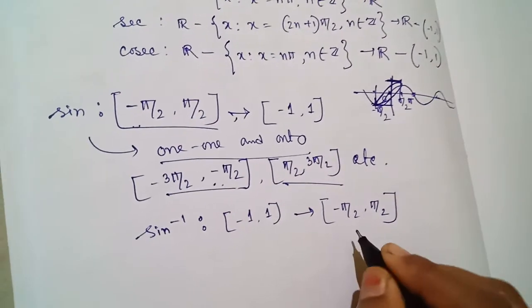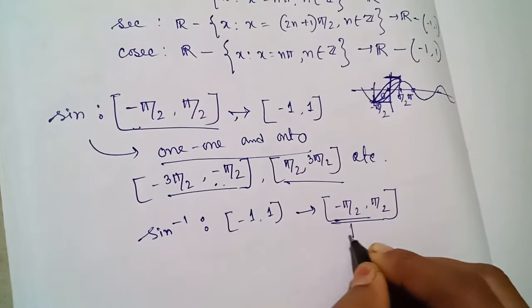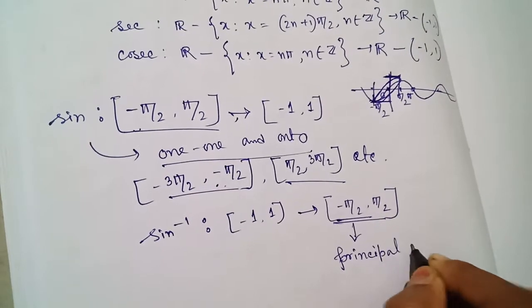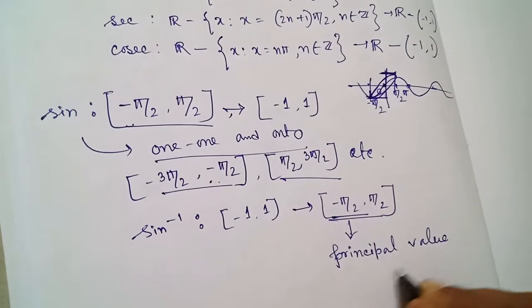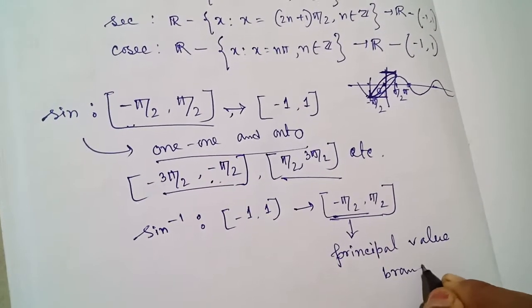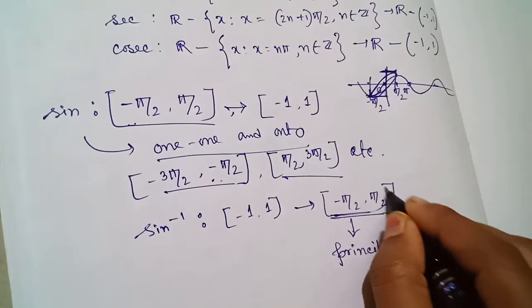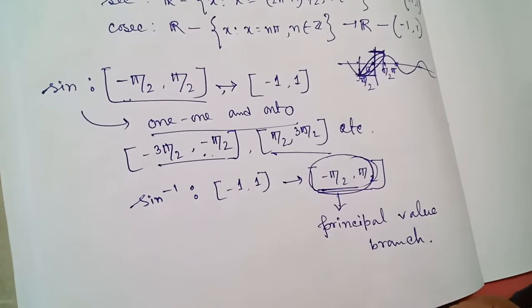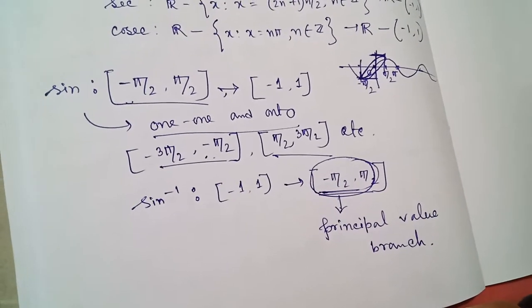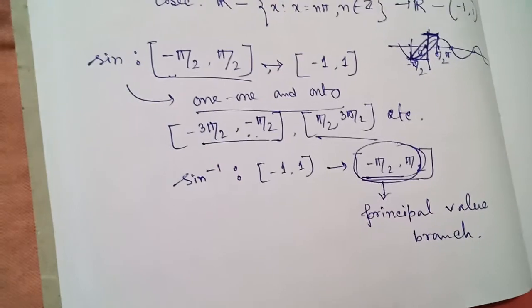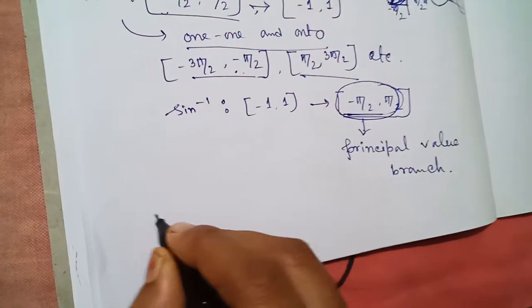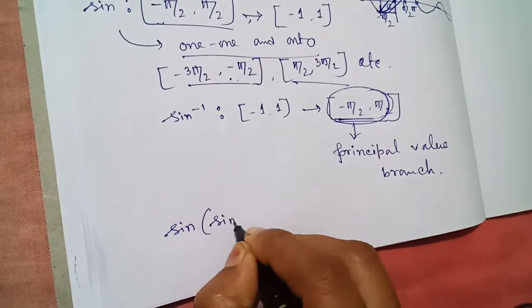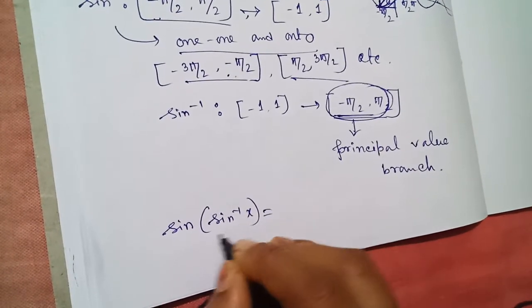Now, only this branch is called the principal value branch. This is called the principal value branch for the function sine inverse. Okay, now from the definition we have got one thing, that sine of sine inverse x. How will we be writing it?